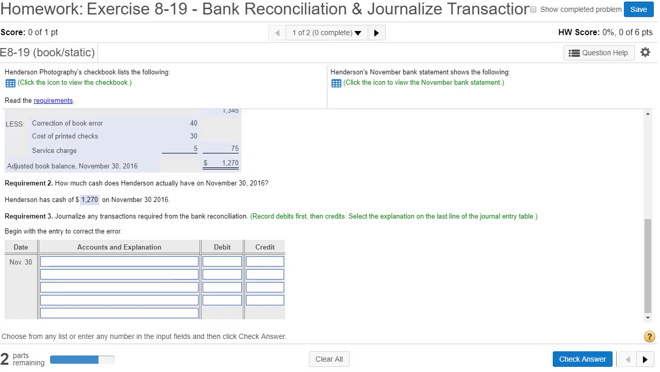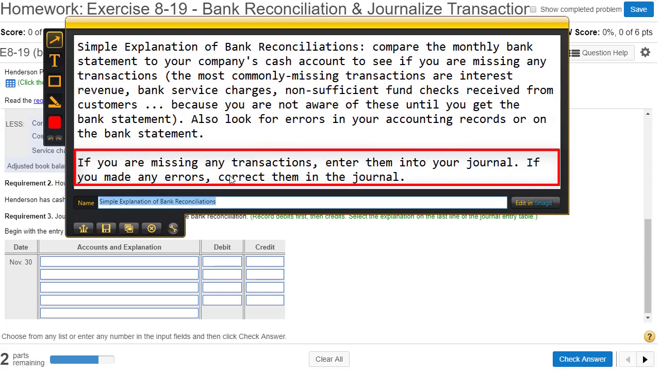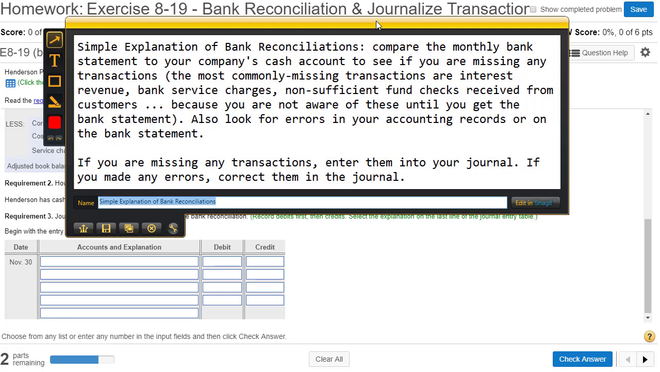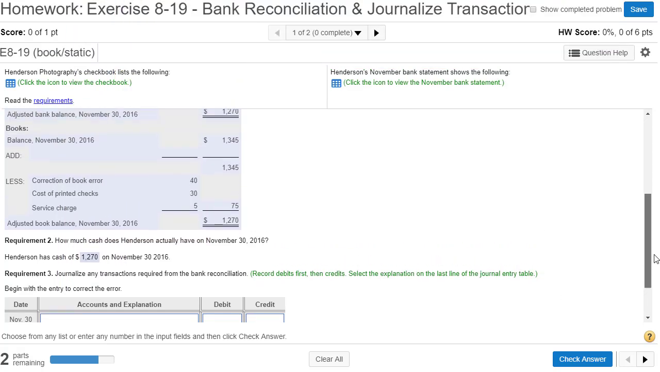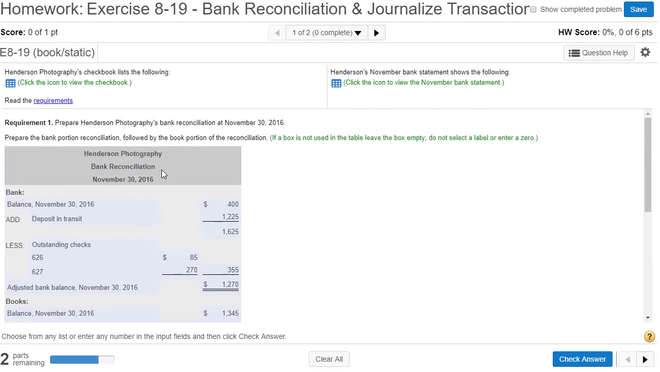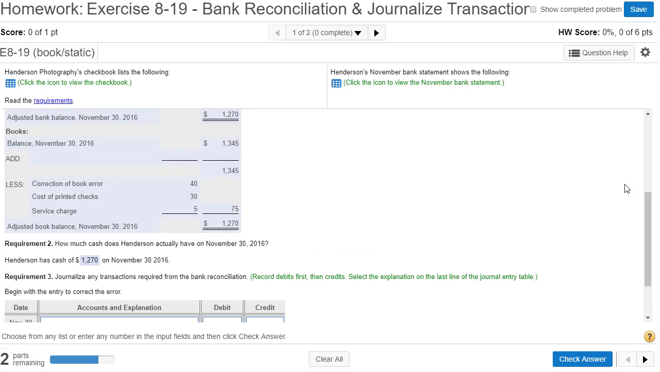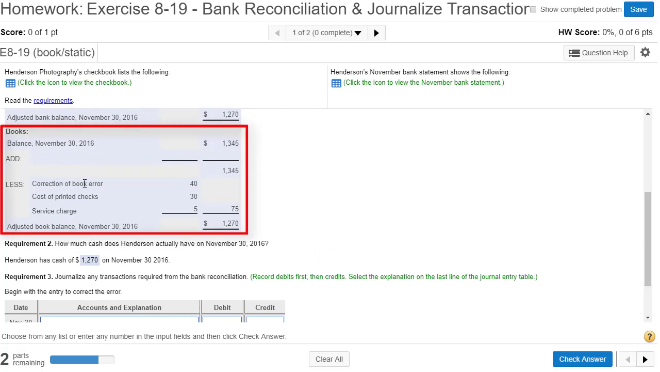All right. So to review our simple explanation of a bank reconciliation, you're going to find the differences. And then if you are missing transactions, enter them into your journal. If you made any errors, correct them in the journal. So we've put these transactions in the bank reconciliation. But remember, this bank reconciliation is not our official accounting records. That's the journal. So we now have to go down to our journal, which is what this is, and we have to enter the transactions that the company did not know. So the transactions that the company did not know about were the ones on the book side. Things like the correction of the book error, cost of the printed checks, and the service charge.